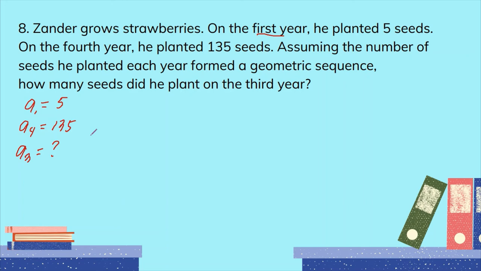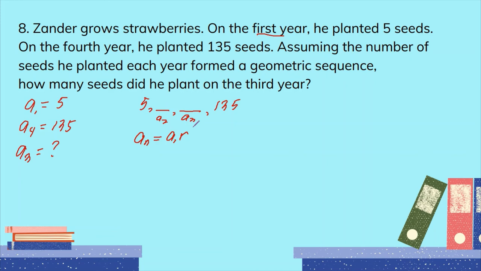So, to solve this, we are going to use the concept of geometric mean. So, meron kang A sub 1, which is 5, and then A sub 2, and then A sub 3, tapos yung A sub 4 mo is 135. So, to solve that, hanapin muna natin yung common ratio. And to solve common ratio, let's use the formula A sub n is equal to A sub 1 times the common ratio to the power of n minus 1.